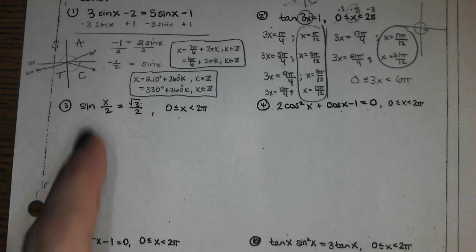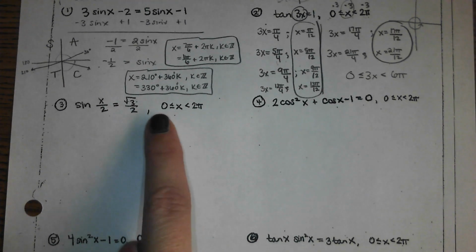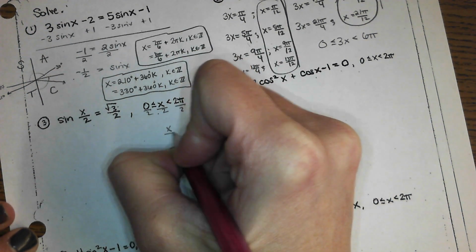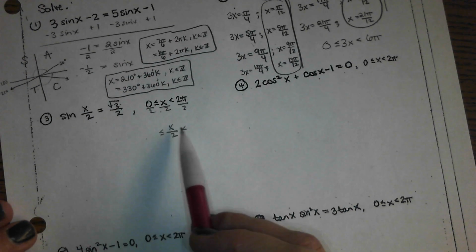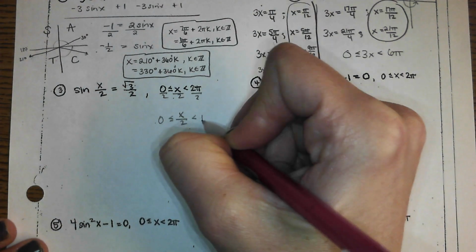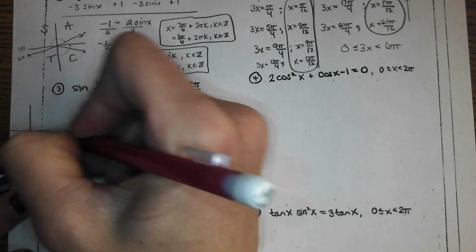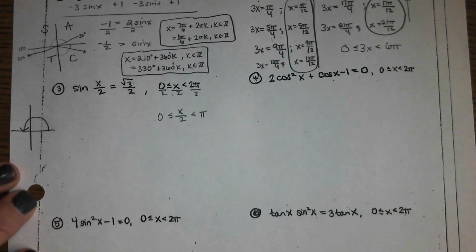It's not the sine of x, it's the sine of x divided by 2. So if x has to be between 0 and 2 pi, then x divided by 2 has to be between what and what, Mackenzie? 0 and pi. So when we go around and we're looking for all the places where sine equals root 3 over 2, we're only looking from here to there.